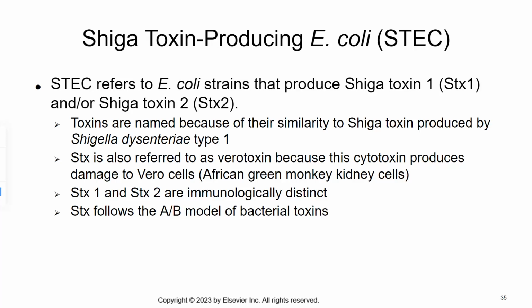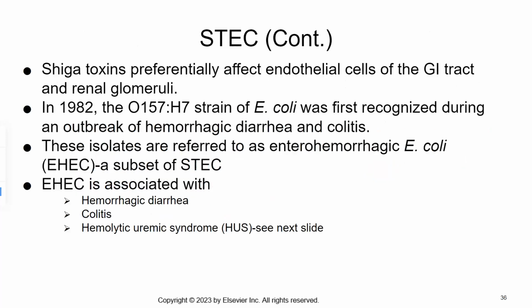Then there's Shiga toxin producing E. coli, or STEC. STEC refers to E. coli strains that produce Shiga toxin 1 and/or Shiga toxin 2. Toxins are named because of their similarity to Shiga toxin produced by Shigella dysenteriae type 1. Shiga toxins preferentially affect endothelial cells of the GI tract and renal glomeruli.